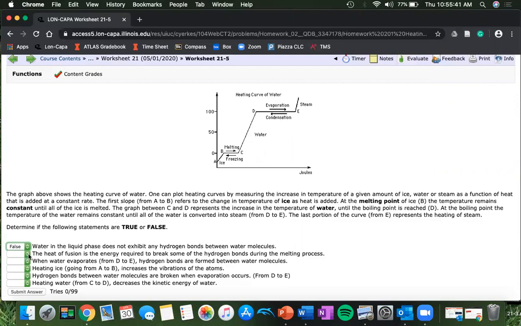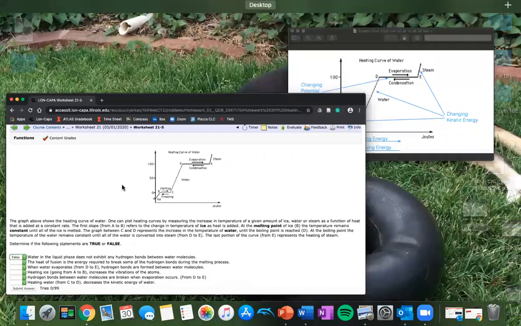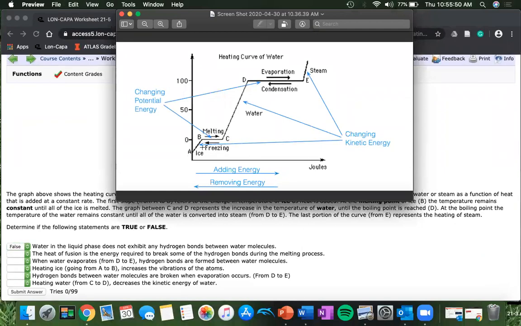The second one says that the heat of fusion is the energy required to break some of the hydrogen bonds during the melting process. So fusion is equivalent to melting. That means we're going from the solid ice into the liquid water. Solid ice on average has approximately 4 hydrogen bonds per molecule. Liquid water has approximately 3.4 hydrogen bonds per molecule, and steam has 0 hydrogen bonds.